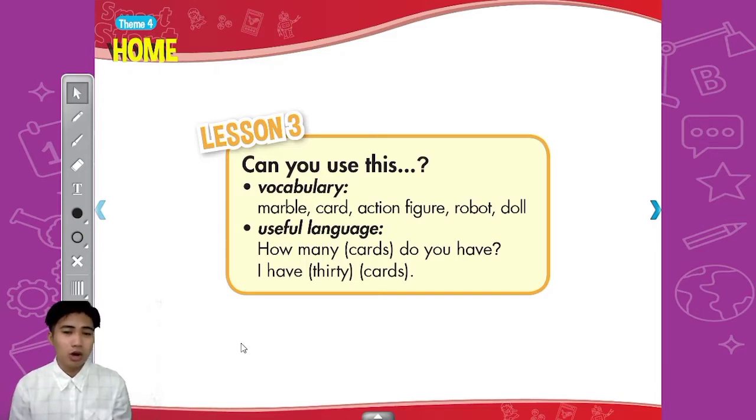As you can see on your screen, we have more vocabulary words to study for this lesson. These are marble, card, action figure, robot, and doll. For useful language: how many cards do you have? I have 30 cards. This is our topic for lesson 3. Alright, let's begin.